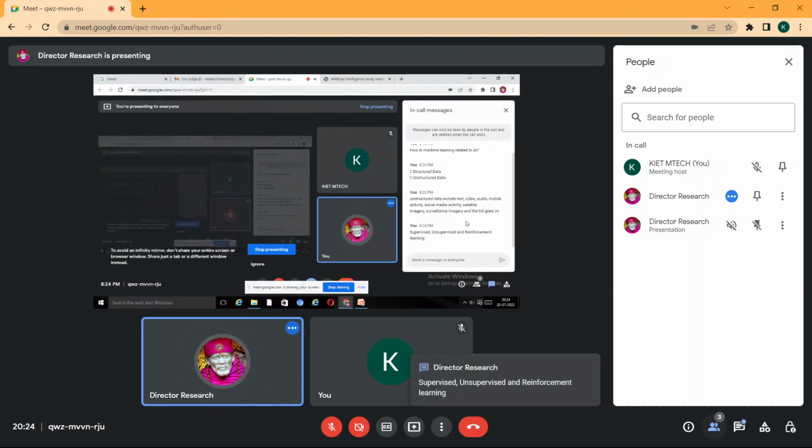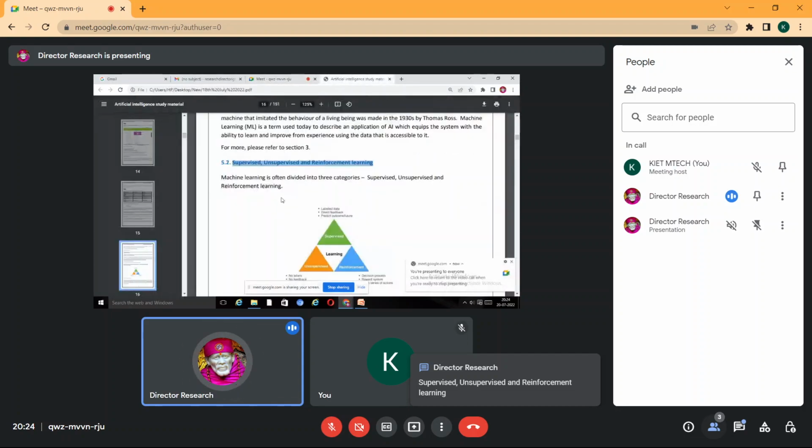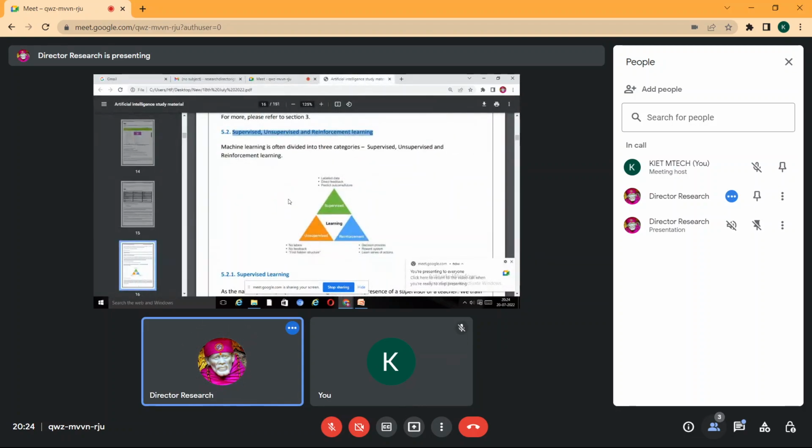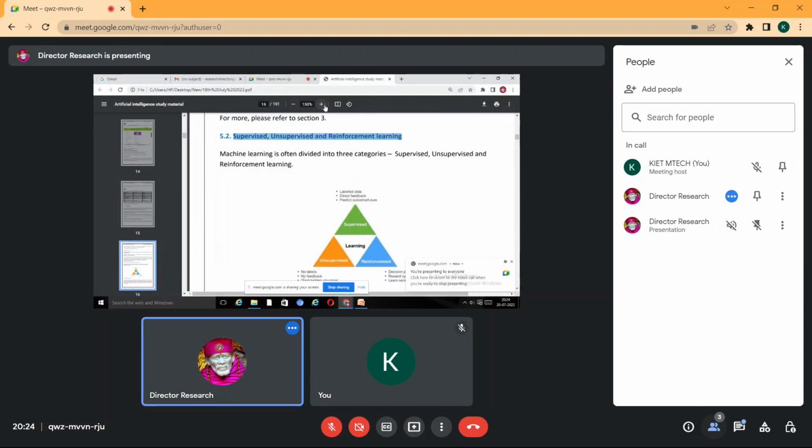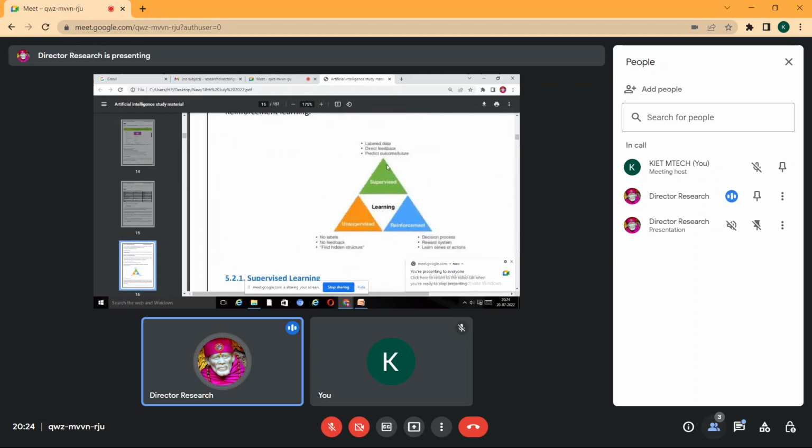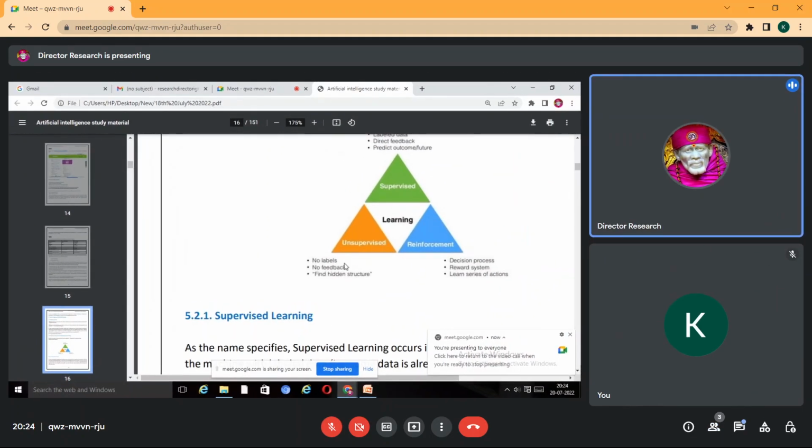Supervised, unsupervised and reinforcement. Machine learning is often divided into three categories: supervised, unsupervised, and reinforcement learning. Supervised: labeled data, direct feedback, predict outcome or future. Unsupervised: no labels, no feedback, find hidden structure. Reinforcement: decision process, reward system, learn series of actions.